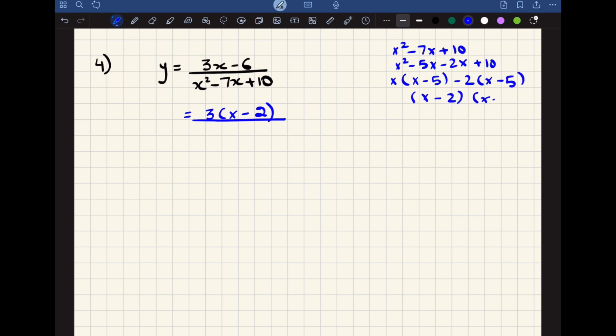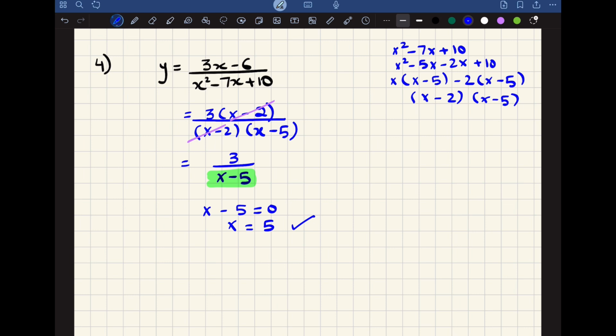So through middle term breaking, we have simplified this expression to this, okay? So x minus 2 over x minus 5. We can cancel these two out, and what are we left with? 3 over x minus 5. So now, what do we have in the denominator? We have x minus 5. We're going to equate the denominator to 0, and we get x equals 5. So this is the equation of a vertical asymptote for the given function. Okay, so I hope you are absolutely clear about how we are going to find the equations of vertical asymptotes, right? And now we are going to move on to horizontal asymptotes.